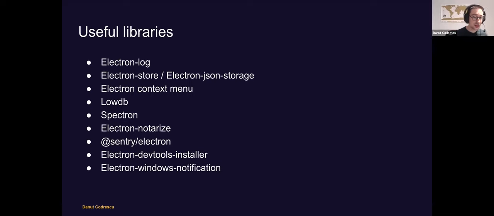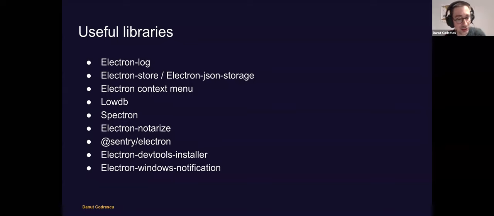For bug tracing, I would suggest using Sentry. They have fantastic documentation and a fantastic library, but check a bit with the legal side of the company, because sometimes they might store some PII and you would need to hide it in Sentry. Electron DevTools Installer, as I mentioned before, it's very good.